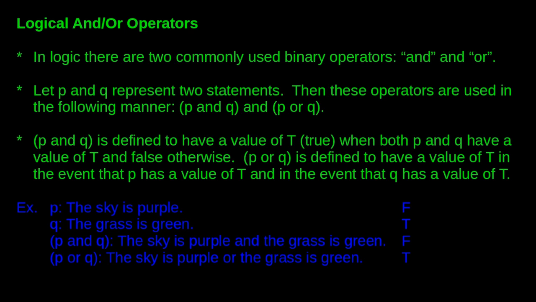Then the statement P and Q, the sky is purple and the grass is green, would be false. Why? Because in order for the statement P and Q to be true, both P and Q must be true, but P is false. However, the statement P or Q, the sky is purple or the grass is green, is true, because Q, the grass is green, is true. And it doesn't matter that P, the sky is purple, is false, because we only require that at least one of P or Q is true. Moving on.